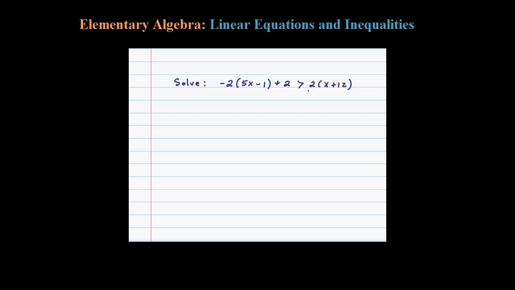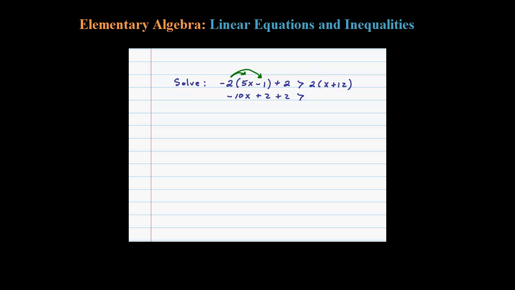Here we're asked to solve this linear inequality. First thing I'm going to do is distribute the -2. And then we'll distribute the 2 as well. Okay, so -2 times 5x is -10x. -2 times -1 is +2. Bringing down this +2 is greater than.